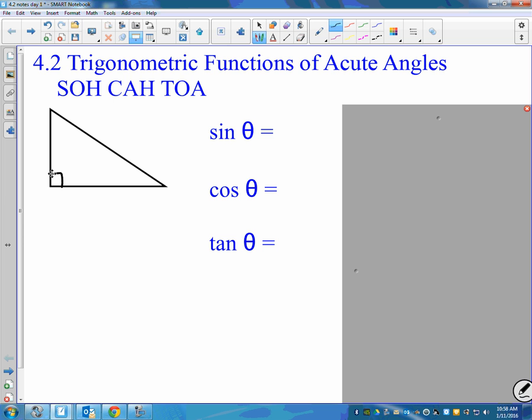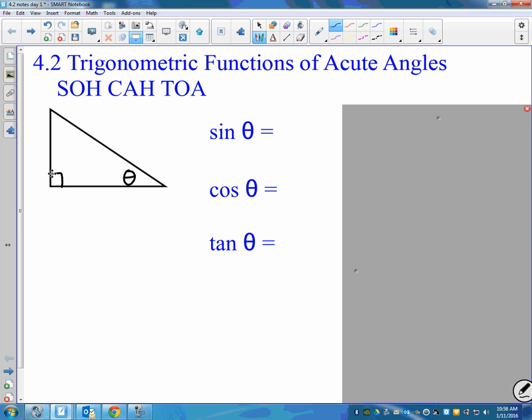If you have a right triangle, then you can find these trig values based on the sides of the triangle. So you just pick one of these angles and call it theta. It doesn't matter which one, because the ratio is the same, whichever way you label it. I'm going to call this theta. You can call that one theta too, but pick one of them and label it theta.